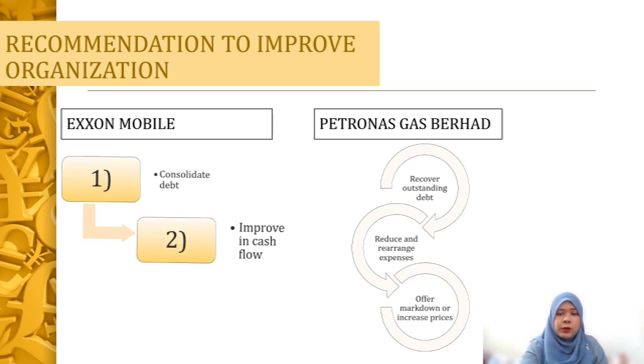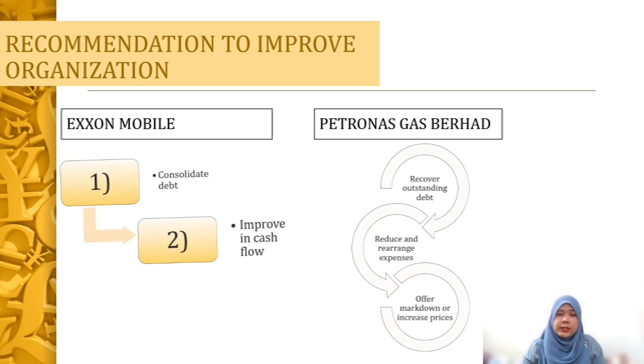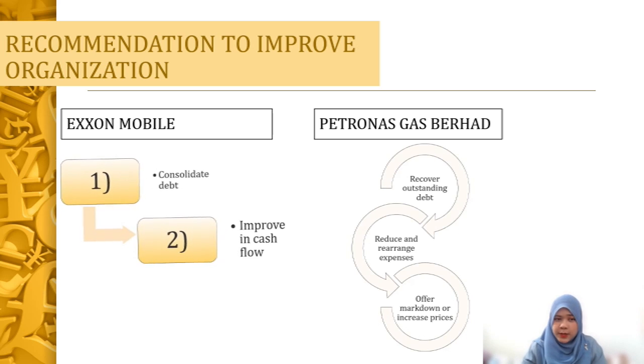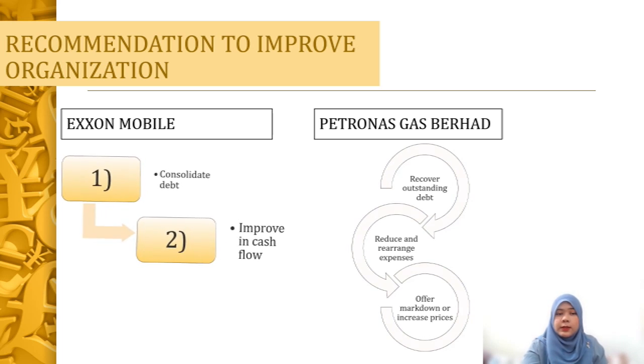Okay, we go through Petronas Gas Berhad. First is to recover outstanding debt, where they can chase up outstanding payments using a reputable debt collection agency. They can also set conditions when making a deal with a customer, such as in a sales agreement, where they can include how long the customer has to pay and the percentage charged if the payment is overdue.